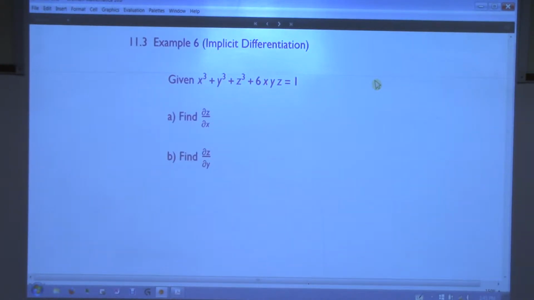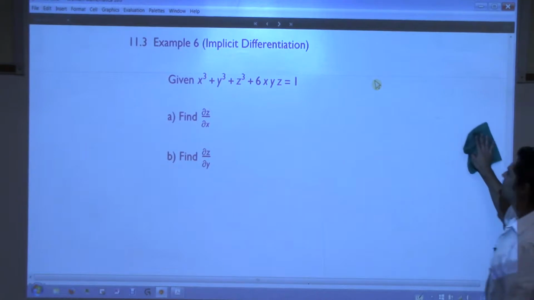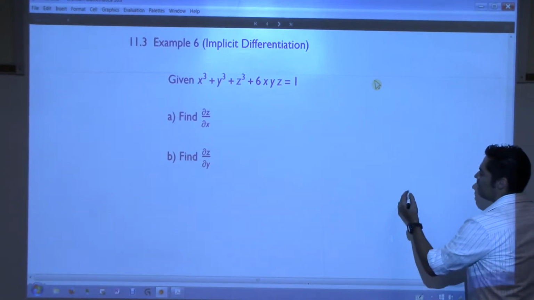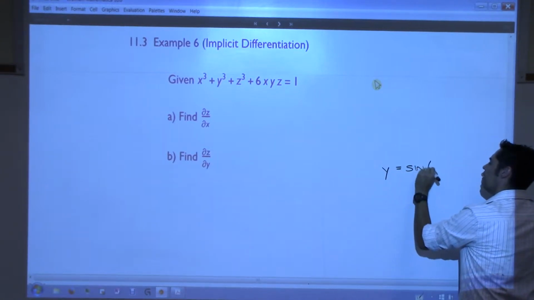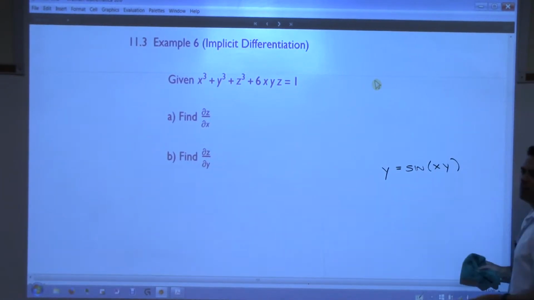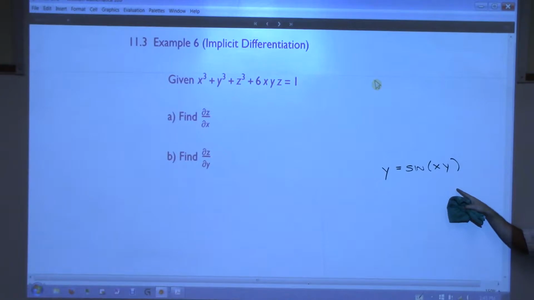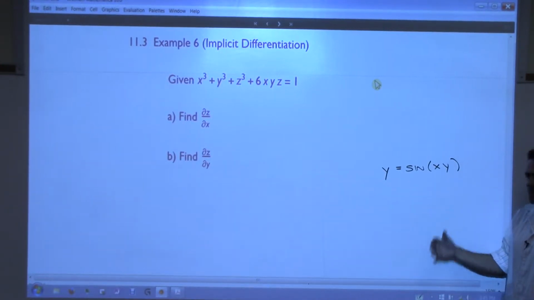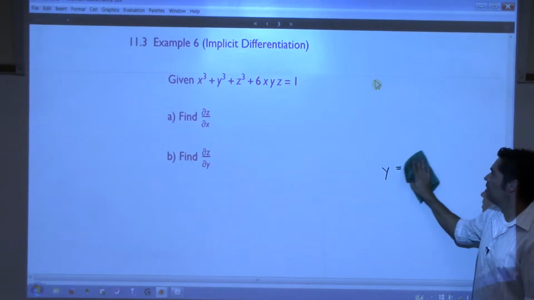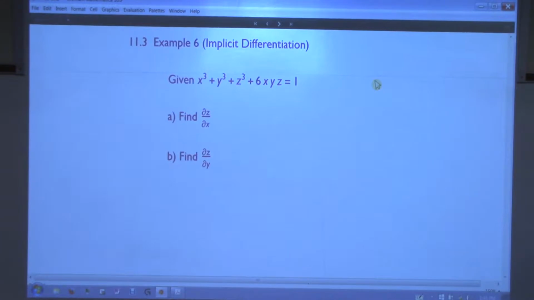Hey, remember implicit differentiation? Things like in Cal 1 where you had y equals sine of xy, and you were trying to find what the derivative of y was, what y prime was, and you couldn't solve for y, so you just had to do this implicit differentiation. Same story here. We can do implicit differentiation, but it's partial implicit differentiation.